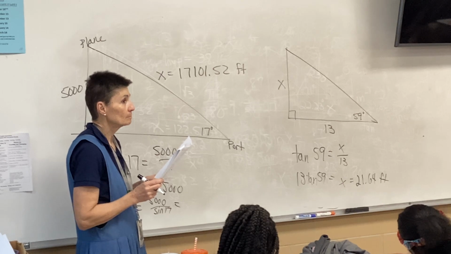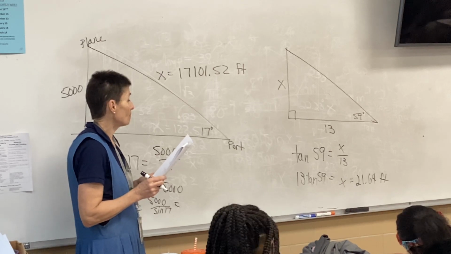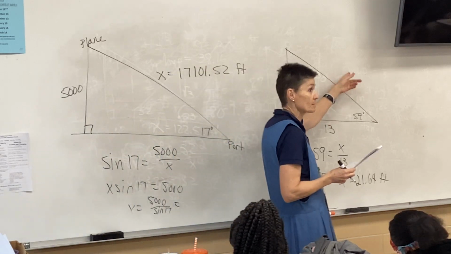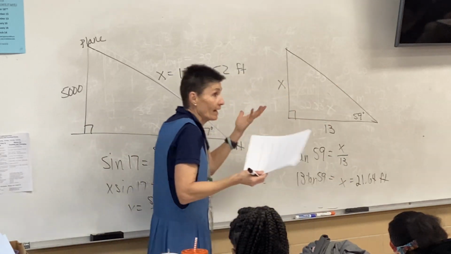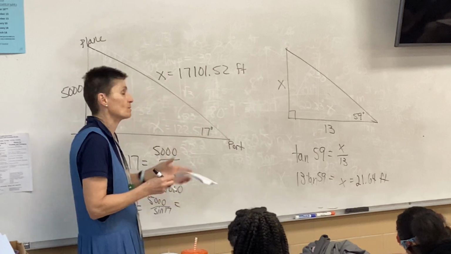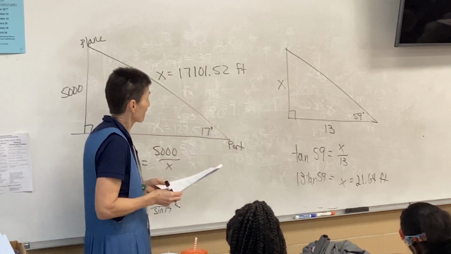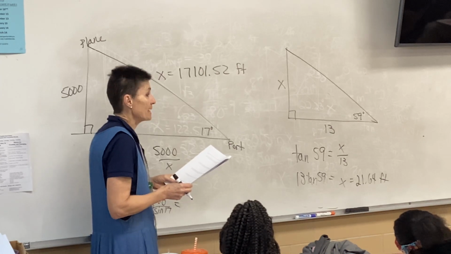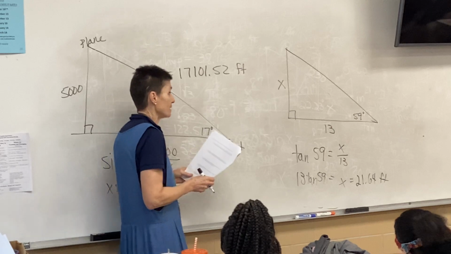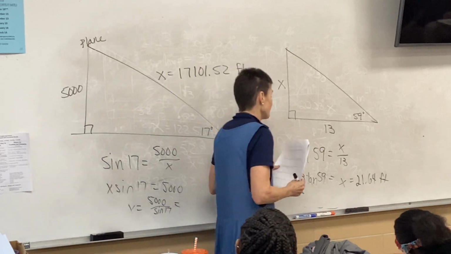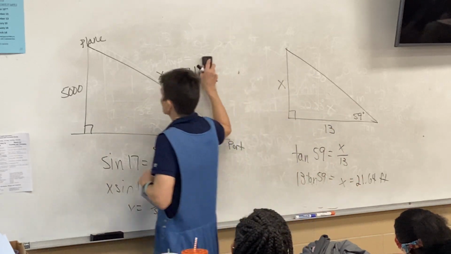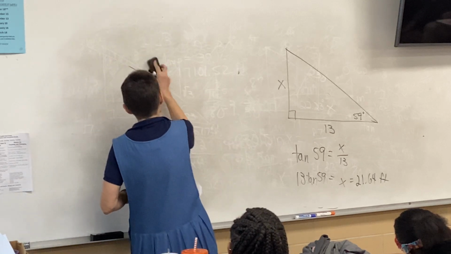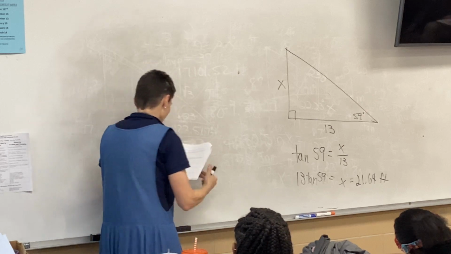Are we ever getting cosine for these? Well, we could, and we'd have to be given adjacent and hypotenuse. I don't know if we just have it yet, but certainly we could, there's no reason why we couldn't. Tangent and sine are the most common probably, but certainly we can do a cosine. All right, one more, here we go.